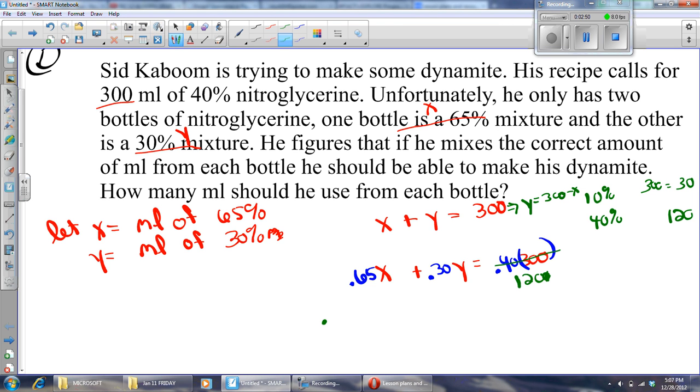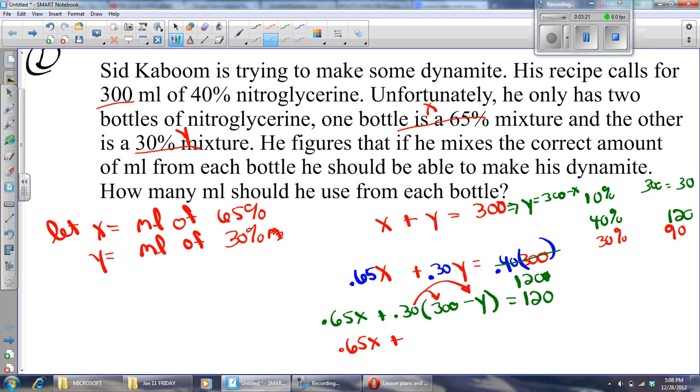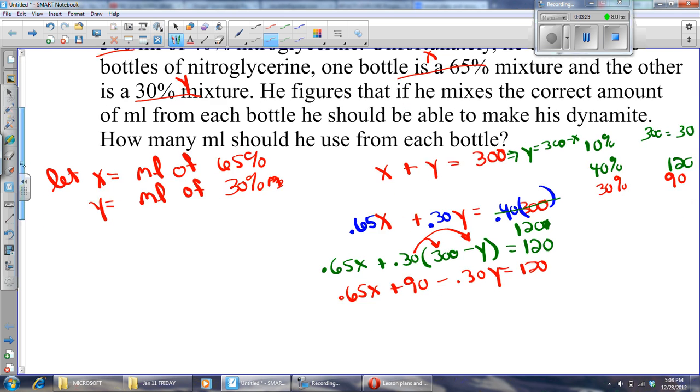So I'm going to get 0.65x plus 0.30 times the quantity of 300 minus x. That's going to equal 120. I'm going to distribute. And if I was paying attention before, I know 10% of 300 is 30. 30% of 300 must be 90, right? So I'm going to have 0.65x plus 90 minus 0.30x equals 120.